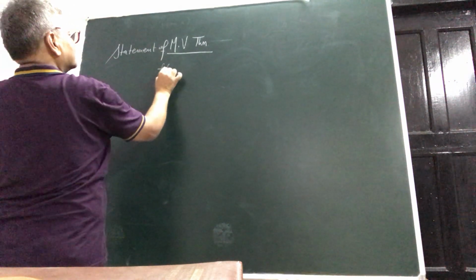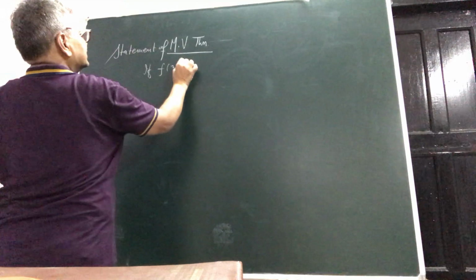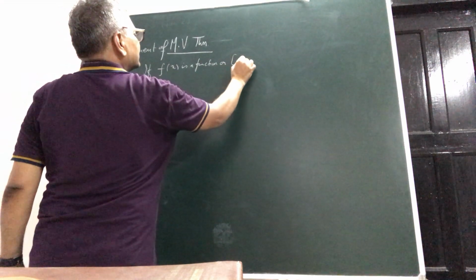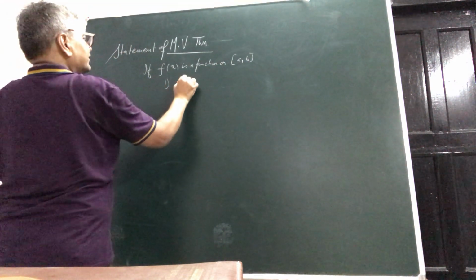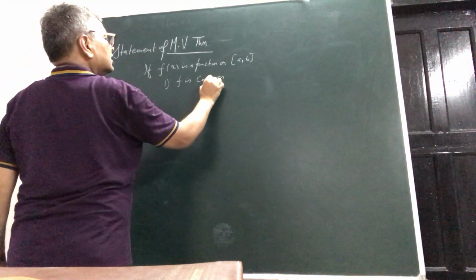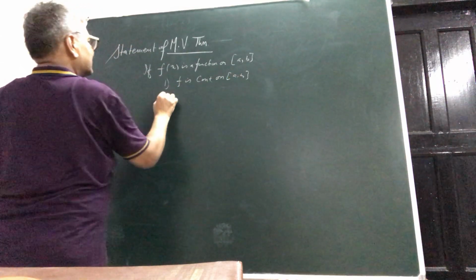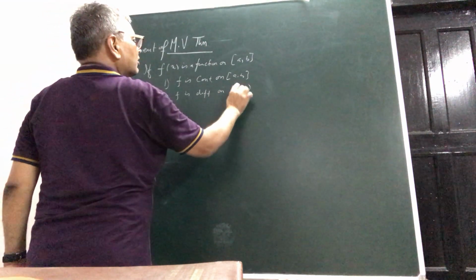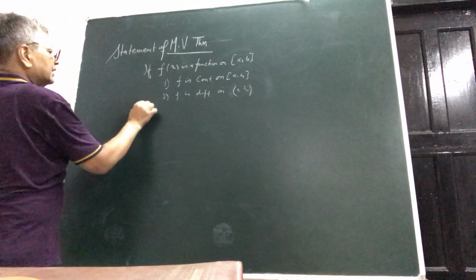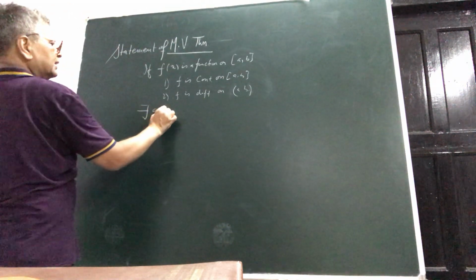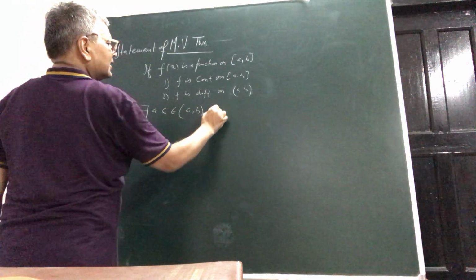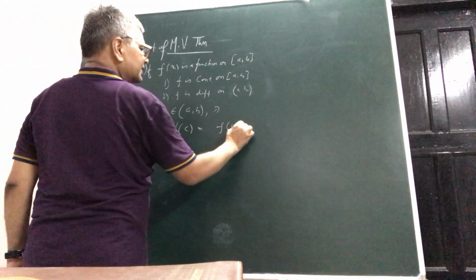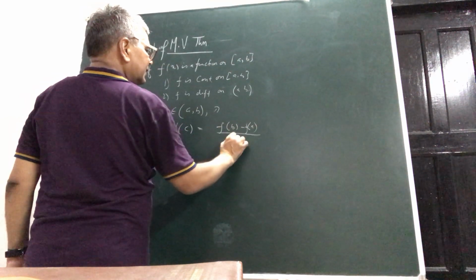It again says if f(x) is a function on the closed interval [a, b] such that, same condition, f is continuous on the closed interval [a, b], and the second condition is f is differentiable on the open interval (a, b), then there exists a c element of (a, b) such that f dash at the point c is equal to (f(b) minus f(a)) upon (b minus a).